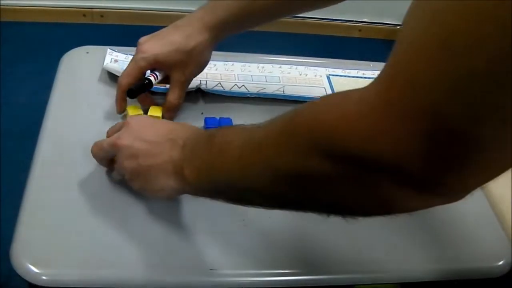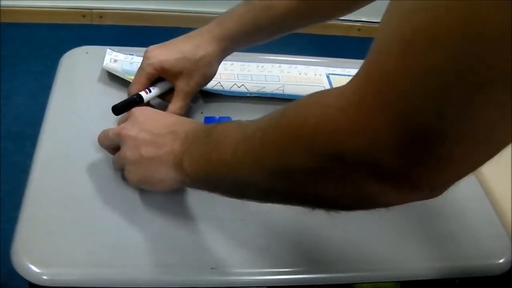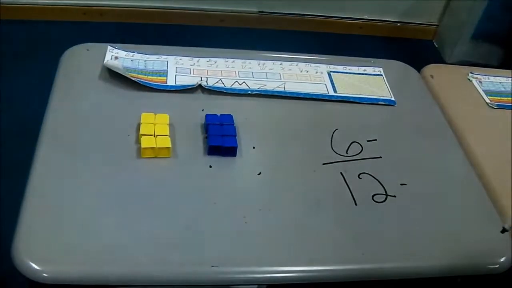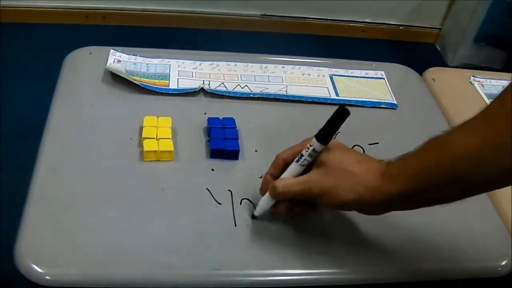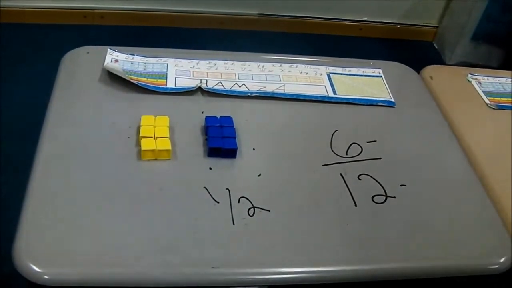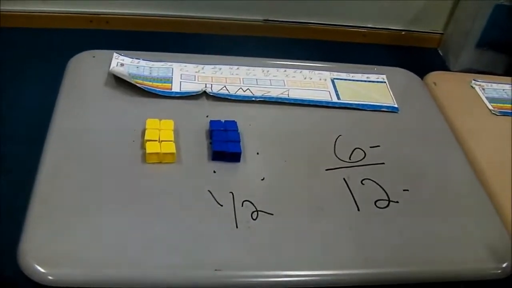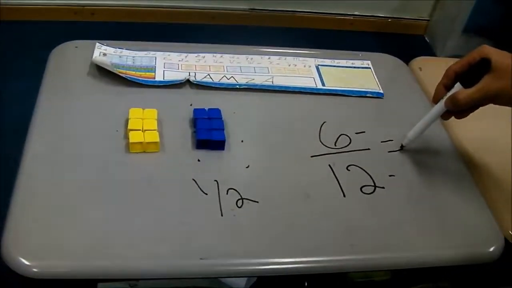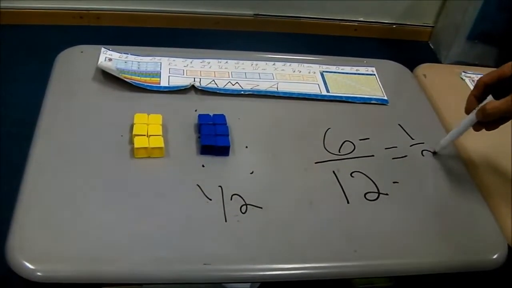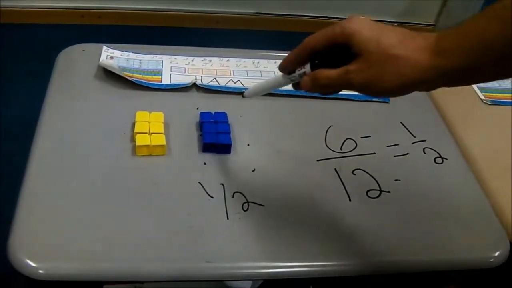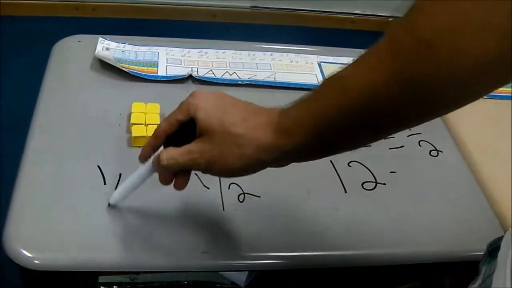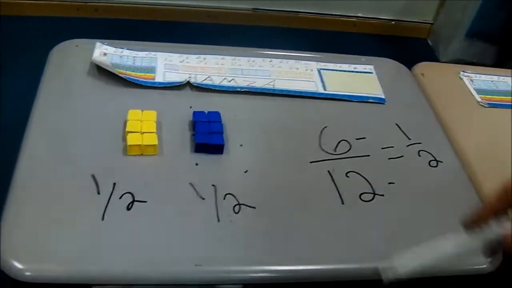A nice thing to also do is to say, what is this like? 6 out of 12 of the blocks are blue, but we could also say that half of the blocks are blue. We'll learn about this a little bit later, but 6/12 is equal to 1/2. So half of the blocks are blue, and you guessed it, half of them are yellow. Let's head on back to the other side.